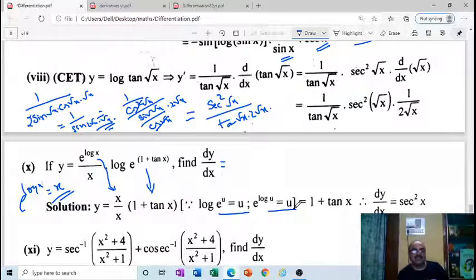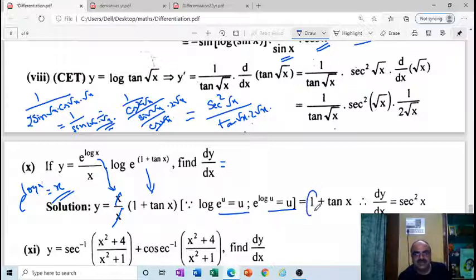Please understand this clearly. Log e power u is u. Log of e power 1 plus tan x is 1 plus tan x. And e power log u is also u. Okay. Now x cancels here. What is remaining? 1 plus tan x, so y equals 1 plus tan x.